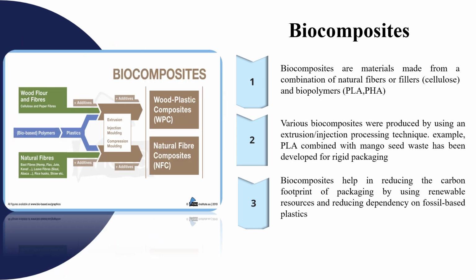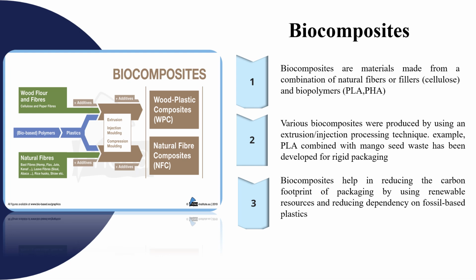The biocomposites are materials made from a combination of natural fibers or fillers, that is cellulose, and the biopolymers, which is the PLA and the PHA. The biocomposites combine the natural fibers with the biodegradable polymers to create the eco-friendly packaging solutions. The various biocomposites were produced by using extrusion and injection processing techniques.